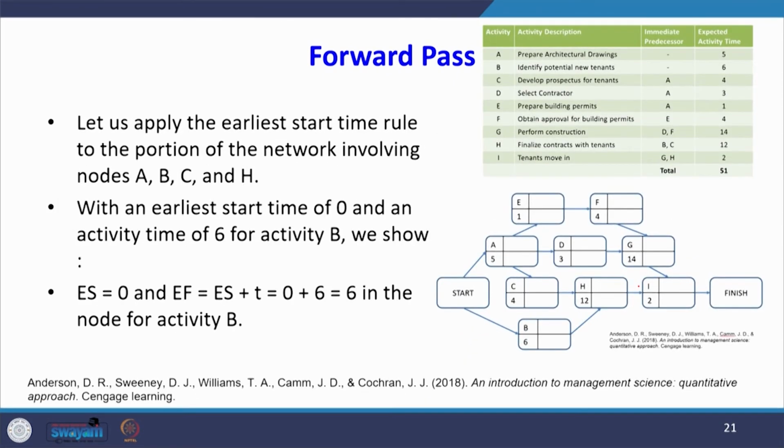Let us apply the earliest start time rule to the portion of the network involving A, B, C and H. We know that for A the earliest start time is 0 and the earliest finish time is 5. For B also the earliest start time is 0 and the earliest finish time is 6. For C, the earliest start time is 5 and the finish time is 9.